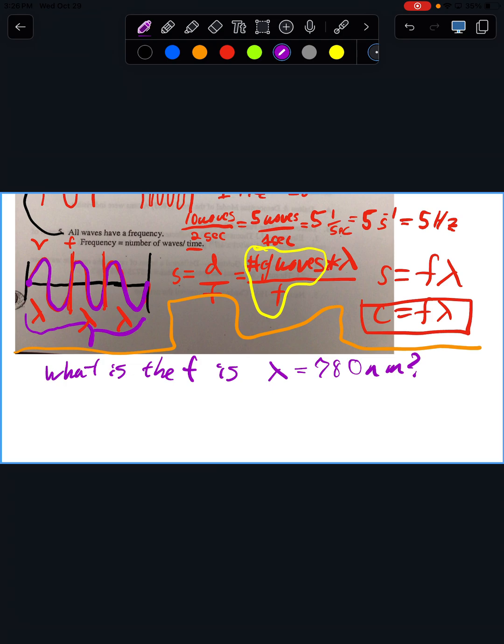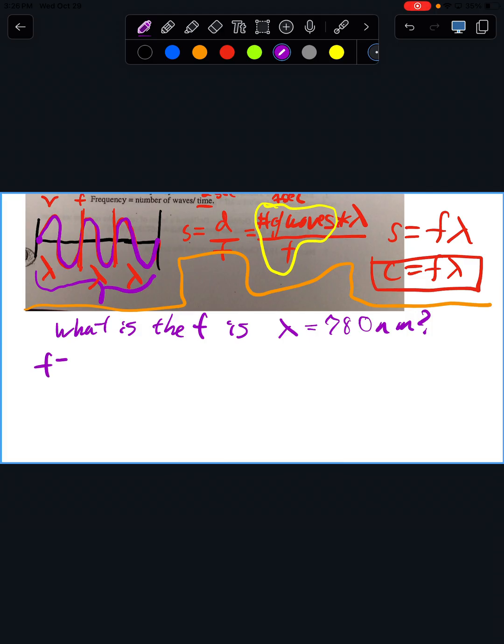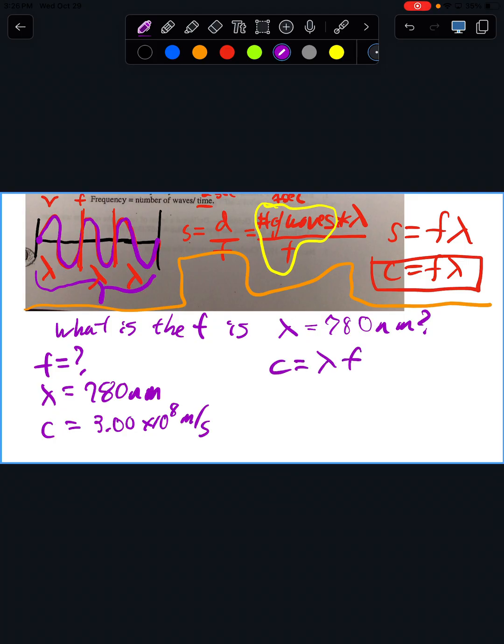So what should I do? Just start plugging numbers in and see what happens? No. That's how you get the wrong answer. What are we trying to find? Frequency. What's my wavelength? Nanometers. Speed of light. And then I've got my equation. Always write your info. Write your equation. Don't just start plugging numbers in.